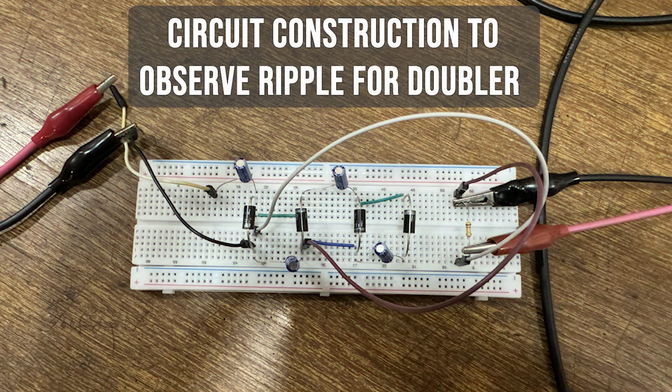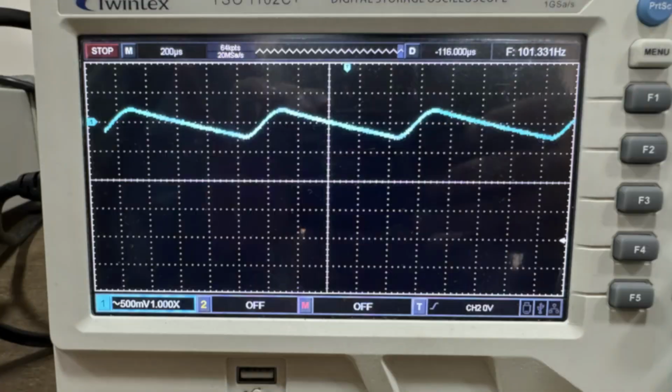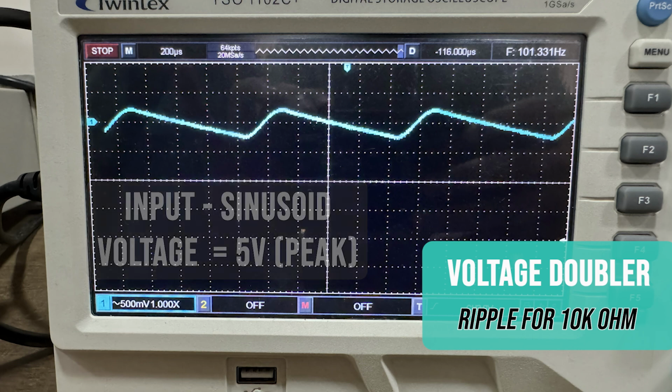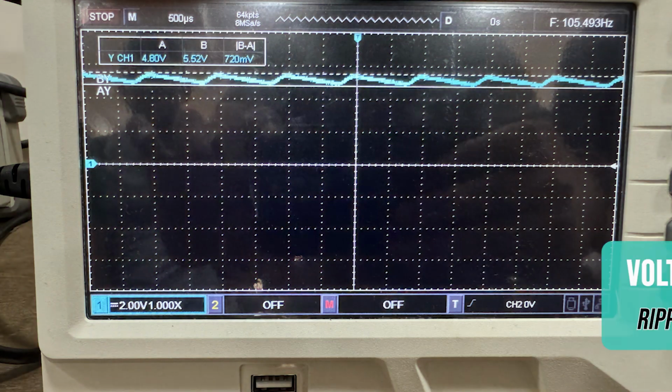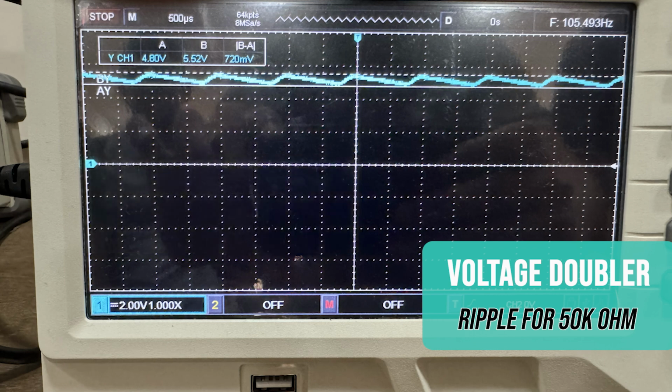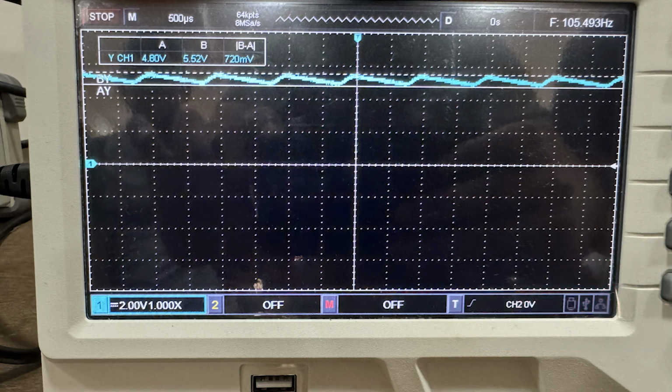Moving on to the voltage ripple observation segment, here a resistor was connected across doubled voltage nodes to simulate a loaded condition for the voltage doubler. For 10 kΩ resistance as a load, a sinusoidal input shows significant amount of ripple voltage in the output. In the same particular scenario, increasing the resistance to 50 kΩ reduces the ripples noticeably.